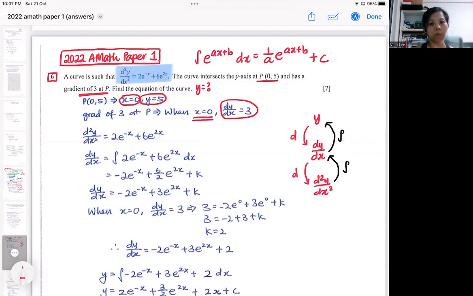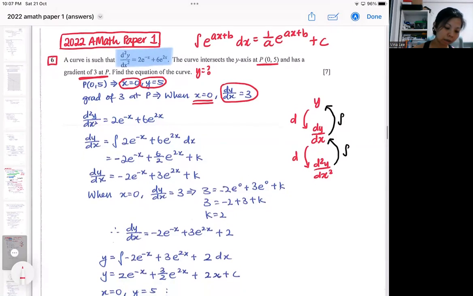So that should be the first awareness. But there will be students who forget that each time you integrate, you need the unknown. Or there will be students who know that they need the unknown, but then they couldn't set up the two pieces of information to find them. So the integration can be rather incomplete.